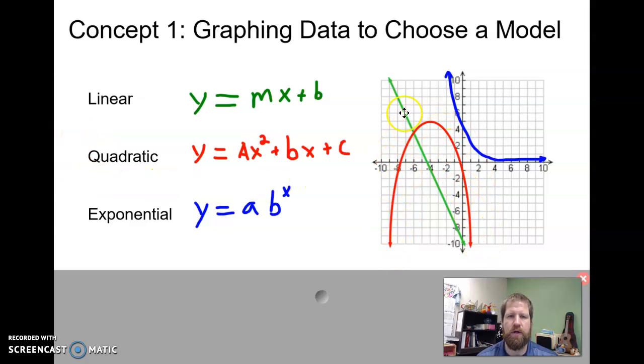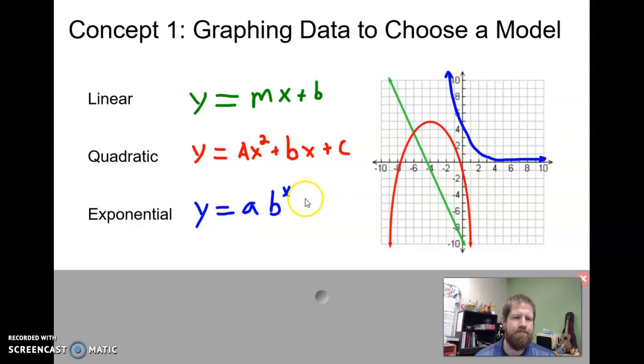If you're looking at a quadratic, if you can find the vertex, that's going to be the easiest way to tell that you're looking at a quadratic, because sometimes, especially at far distant points, these x values will look very close to linear.